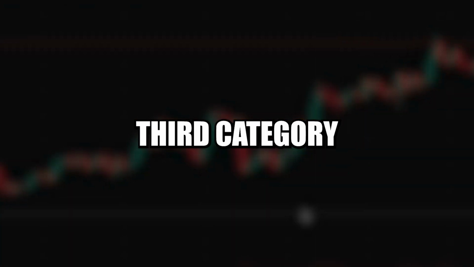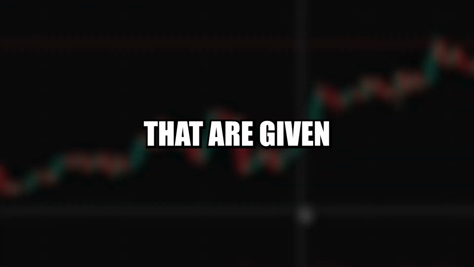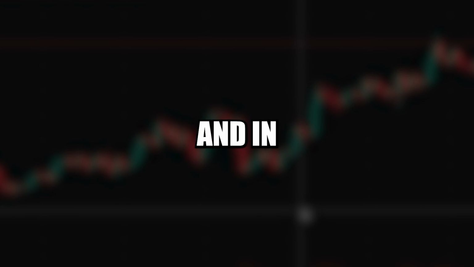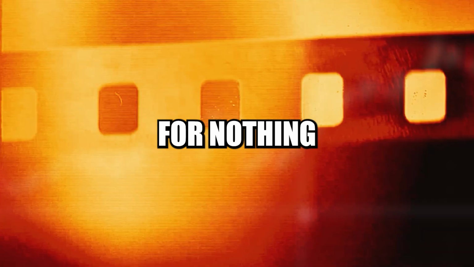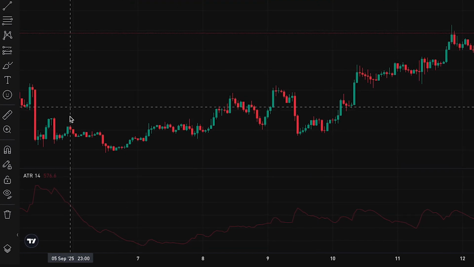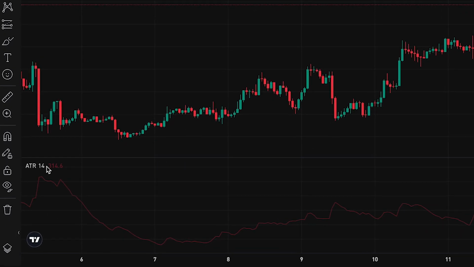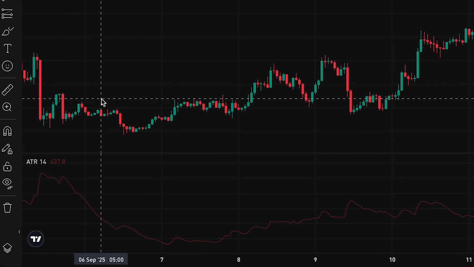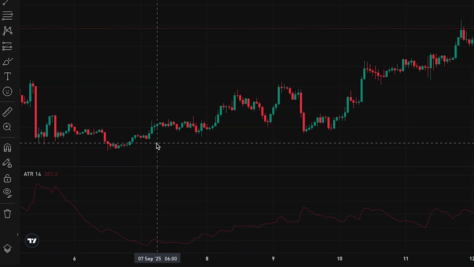But there is a third category of technical indicators that are given very little time. And, in my opinion, for nothing. These are indicators that are definitely worth paying attention to. These are volume indicators. Volume, there are quite a few. But my favorite indicator is the indicator that stands for average true range, the real range of the chart.